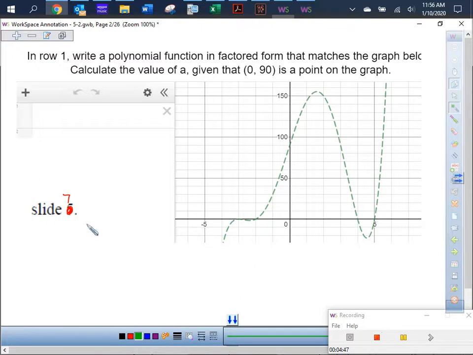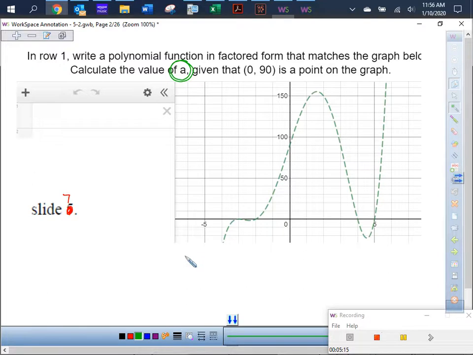But we'll have all the work done on paper. They say, all right, they want us to write an equation here, like if this was Desmos in row 1, for the polynomial function in factored form, and it's got to match this graph below, but it's got to go through this point (0, 90), and we don't know what A is. So better start off with what factored form basically looks like.